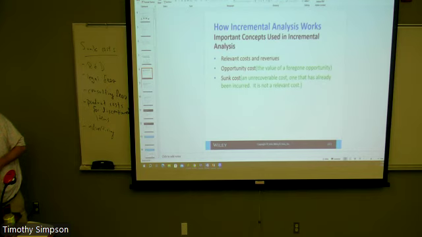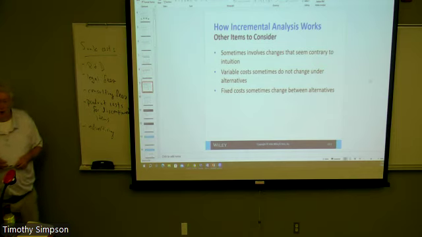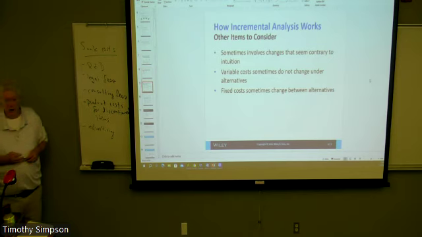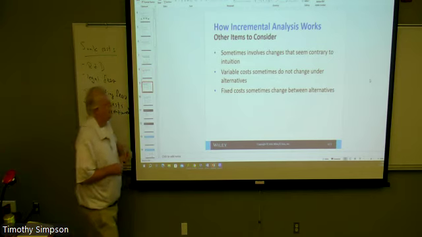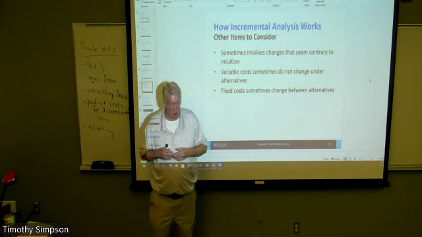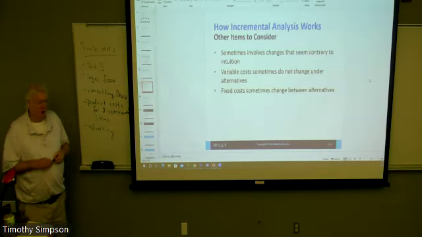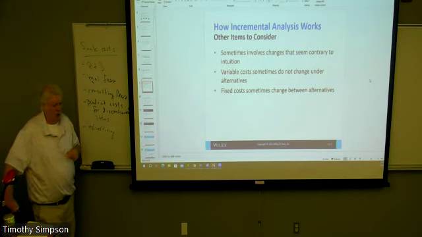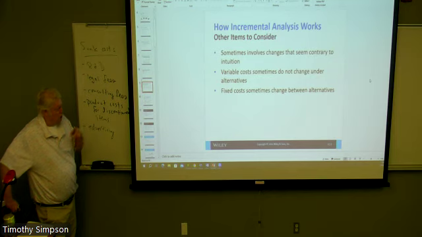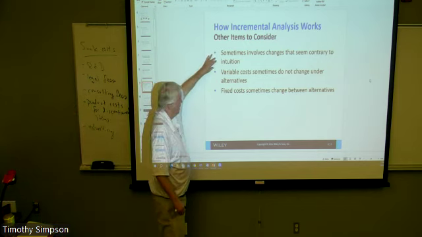Okay, let's talk about some other issues with regard to costs. Sometimes when we talk about incremental analysis, they involve changes that seem contrary to intuition. I think this is an important one because we're going to see some examples where it costs us $12 to make a product, and yet we're willing to sell it for $11. Why? That doesn't make sense. Why would you sell something below cost? But we have to consider what are the relevant costs and what are the irrelevant costs in order to make that distinction. So sometimes this seems a little bit counterintuitive as we get going.